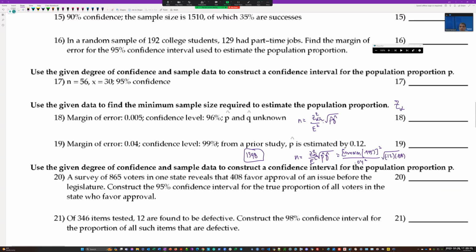All right, for this one. First, tell me how to find Z alpha over 2 first for this one. $18. Because they told me what E is, so that part's easy. Is that right? There's the P hat, Q hat part, we don't know how to do yet, but we'll talk about that. But what do we do for Z? That part we should know how to do. We just talked about it.